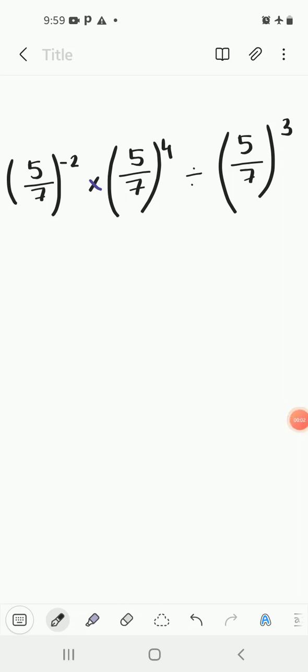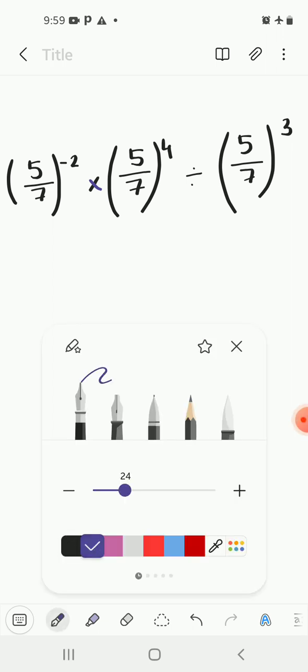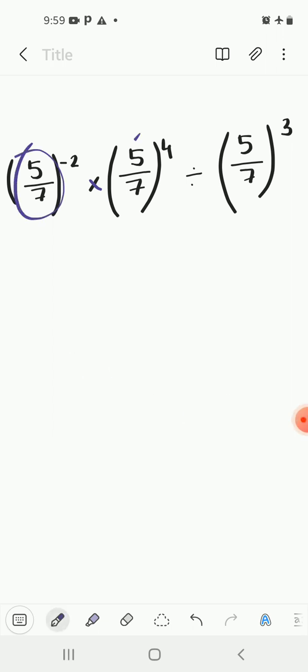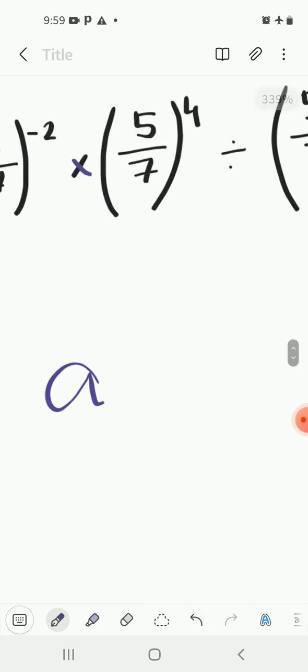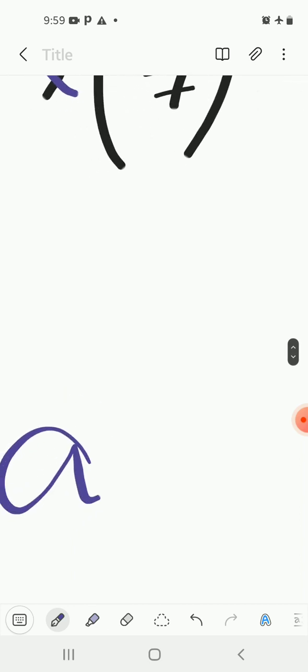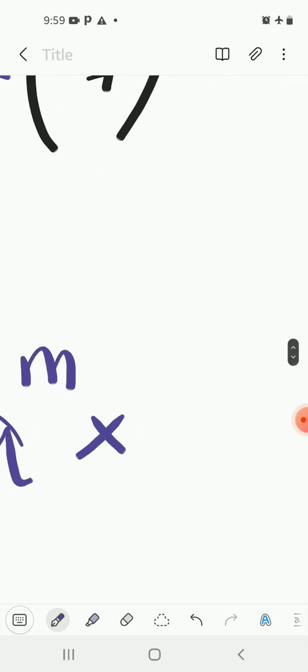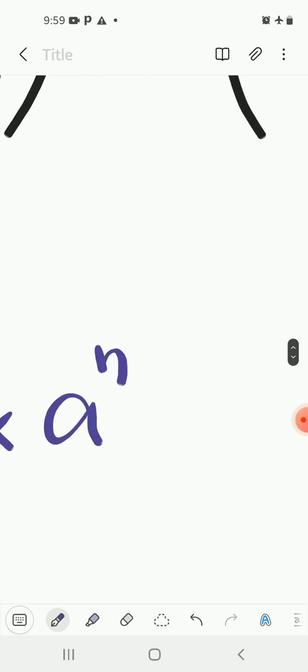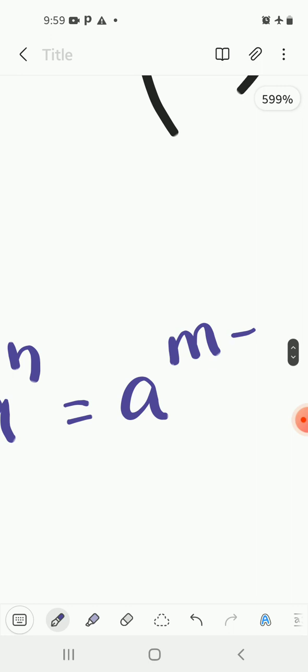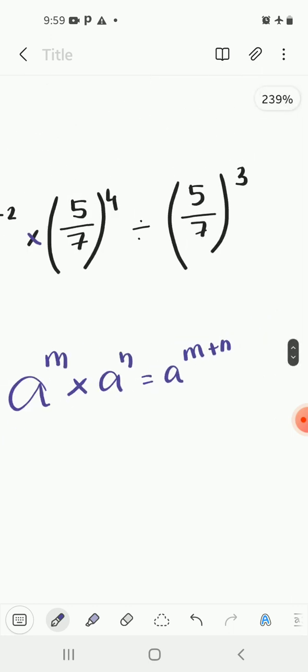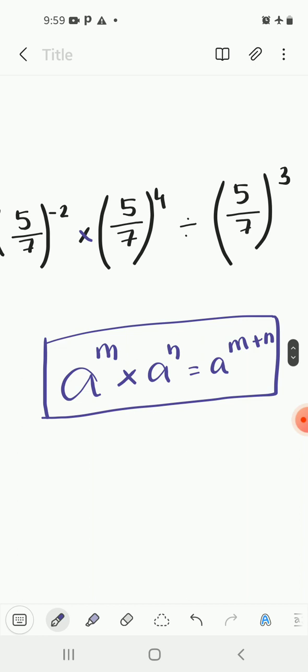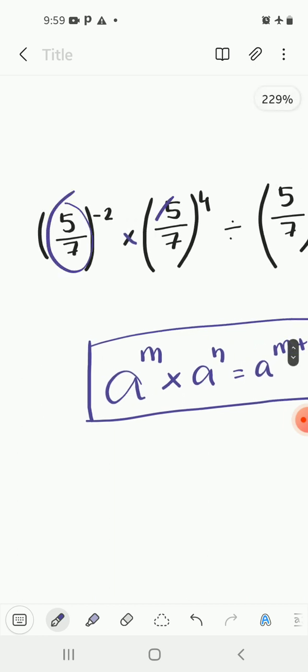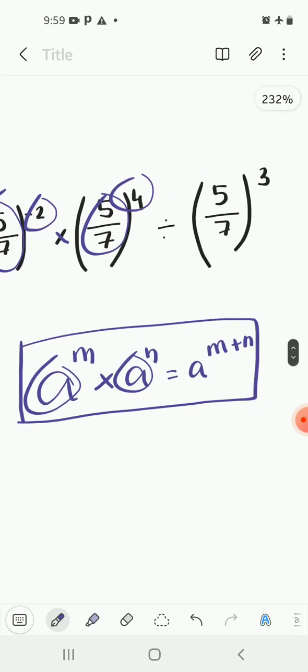Okay, so this is another sum of exponents. I'll show you how to solve this. You can see the base is the same, 5/7, 5/7, and 5/7 for all. So we know this law that if the base is the same and the powers are different, the powers are to be added: a^m × a^n = a^(m+n). We already know about this. We get a similarity of this from here: 5/7, 5/7, same base, just like a and a. Powers are different and we have to add the powers.